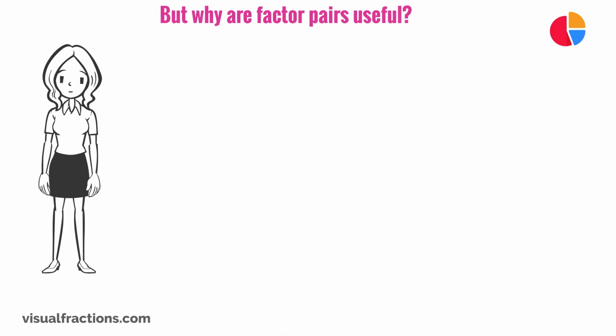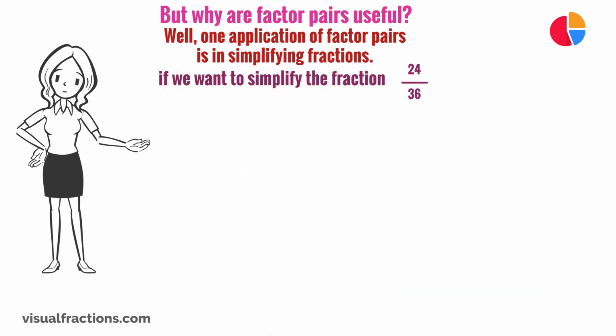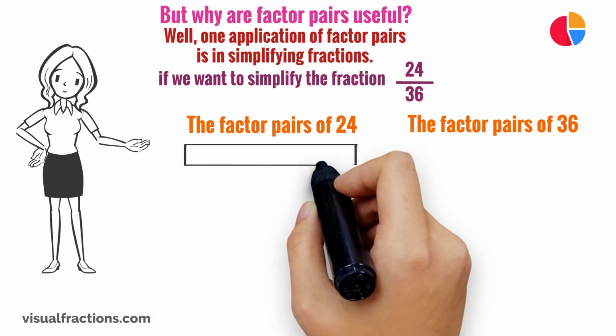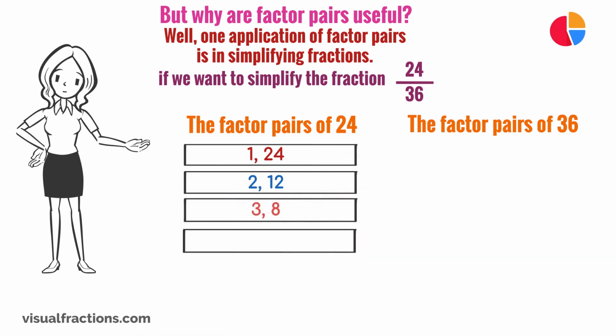But why are factor pairs useful? Well, one application of factor pairs is in simplifying fractions. For example, if we want to simplify the fraction 24/36, we can use the factor pairs of 24 and 36 to do so. The factor pairs of 24 are 1, 24; 2, 12; 3, 8; and 4, 6.